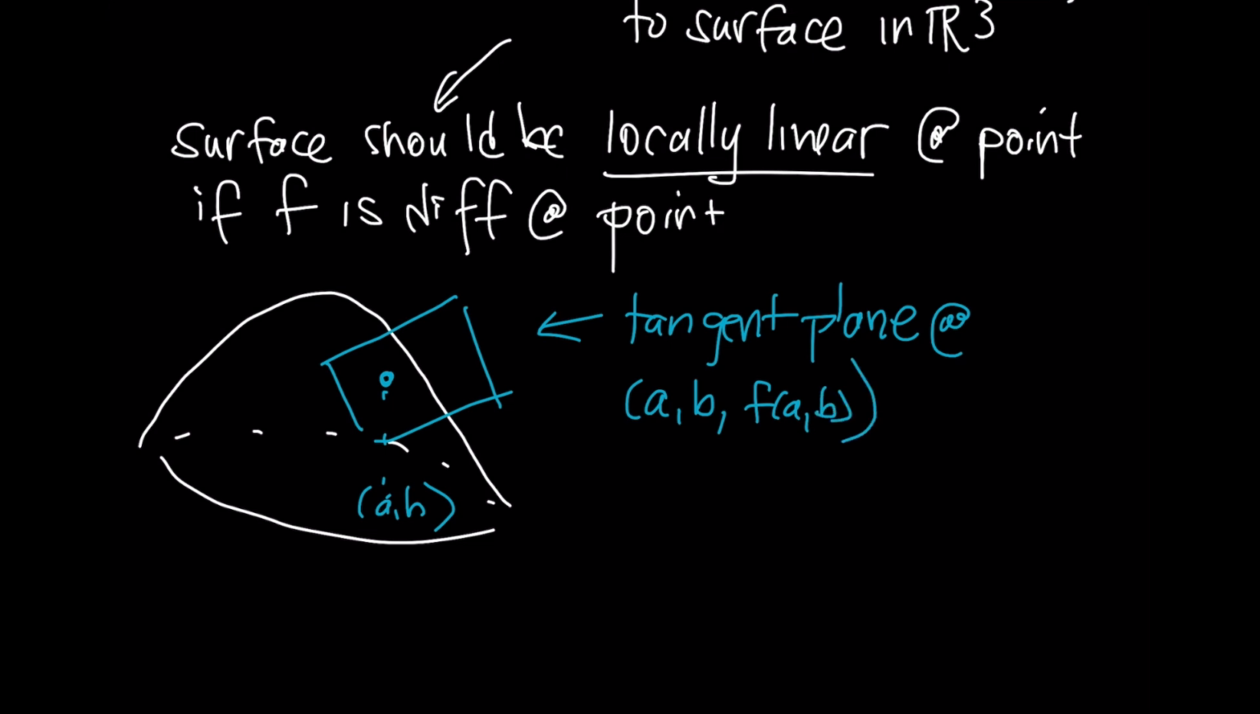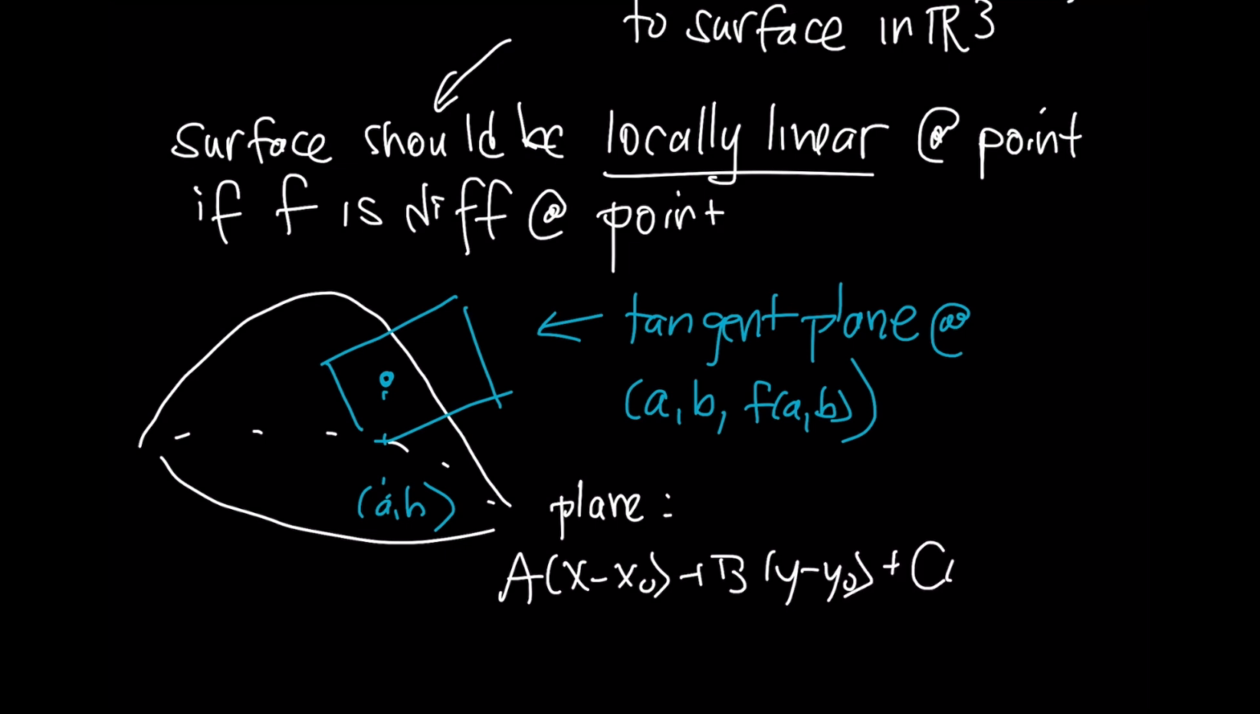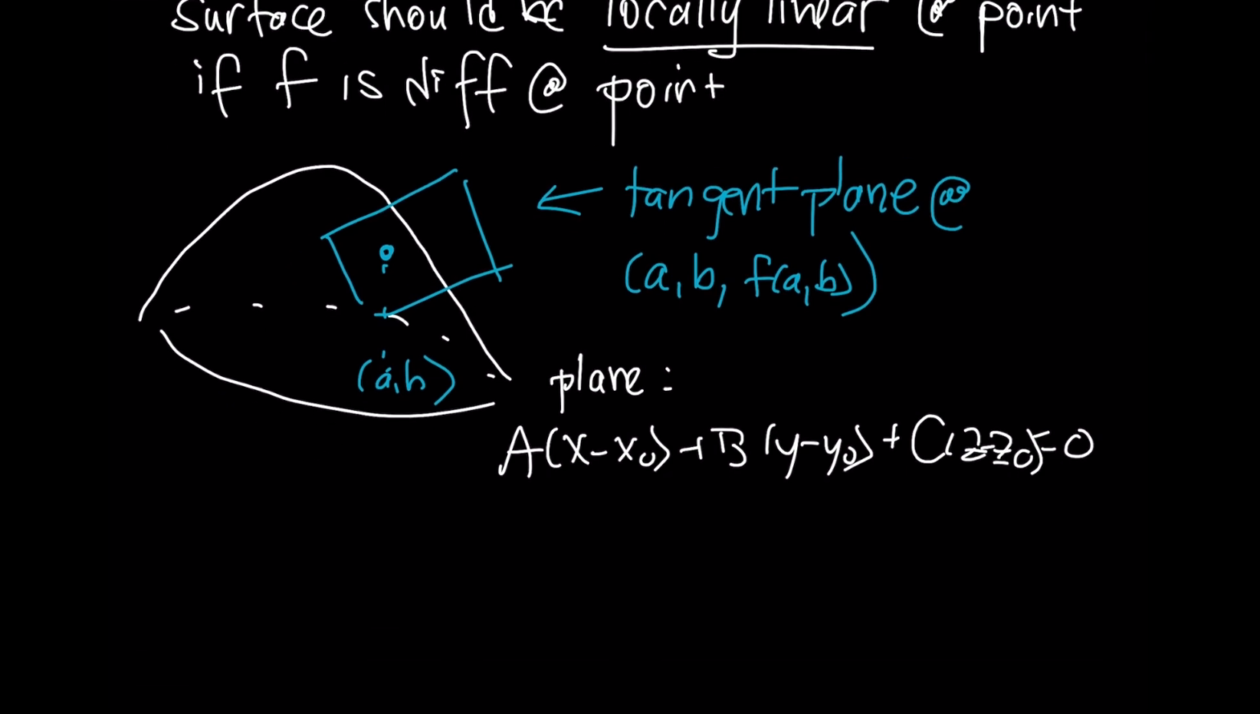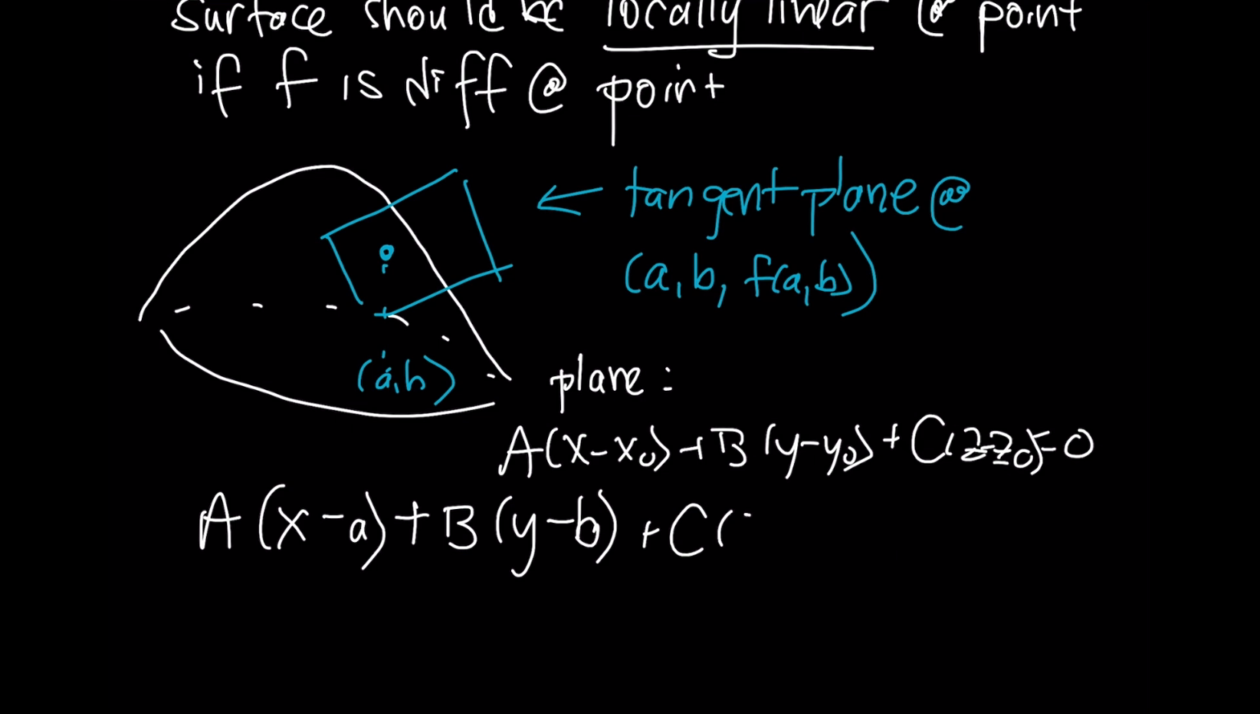So the equation of a plane looked something like this. It was a into x minus x naught, plus b into y minus y naught, plus c into z minus z naught, and all of that was equal to 0. We know that the point we're interested in is a for the x coordinate, small b for the y coordinate, and then in the z coordinate, it's the value of the function at that point, and we want it to be equal to 0. What are the values of these three terms?